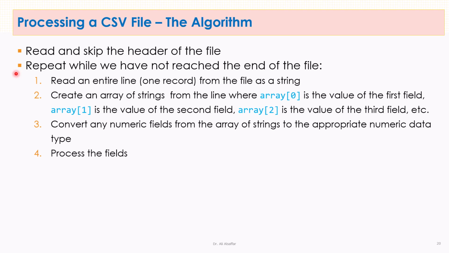For each line we read from the file, we need to follow these 4 steps. In the first step, we are going to read an entire line, which represents a record from the file, and save it as a string. Remember that a record consists of fields, and these fields are separated by commas. So how do we separate the fields? They are separated by commas inside a string.